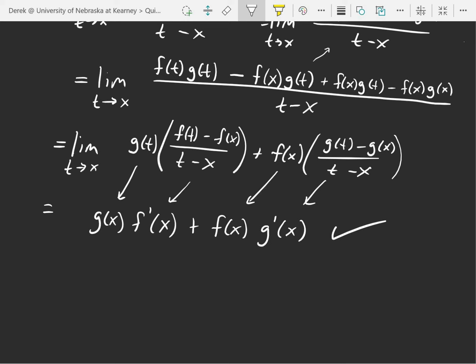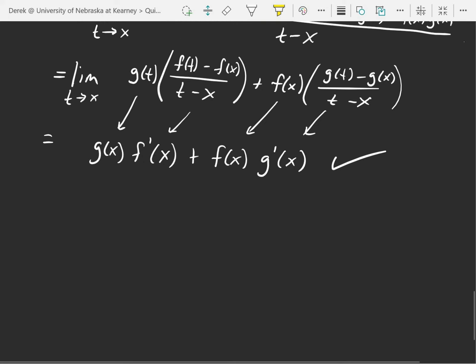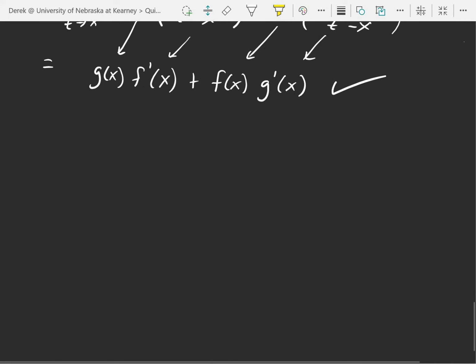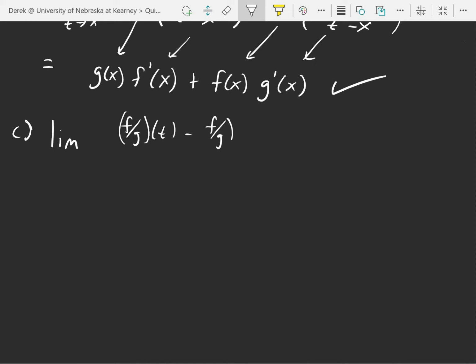Quotient rule is going to be really similar. We're going to do that add and subtract thing in the middle, and we have to do it with a rational function now. So C, we're going to take the limit of f over g at t minus f over g at x, over t minus x, as t goes to x. And so let me write this out.